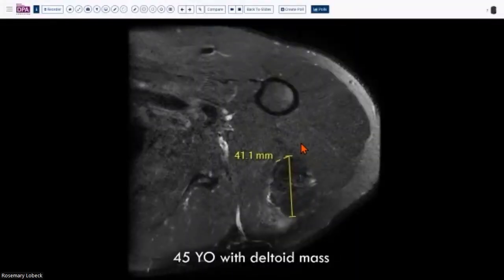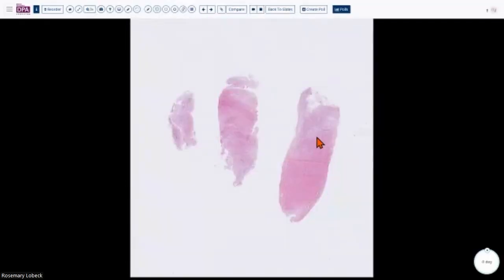So another case here, just as an example. This is a young patient, again, with a nicely circumscribed deltoid muscle mass. The differential diagnosis that the radiologist had in this case, and the clinician also, was maybe this is a neural tumor or a myxoma, something like that. And then they give us a needle biopsy.